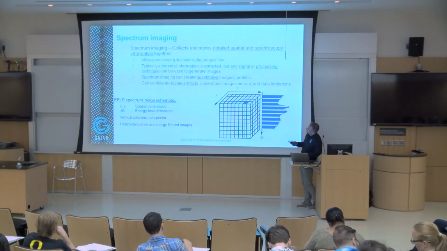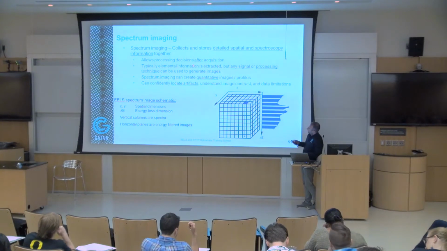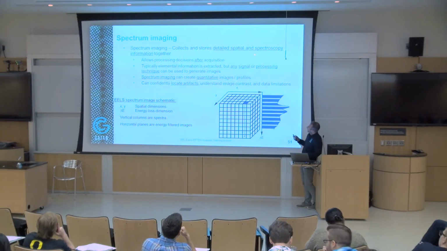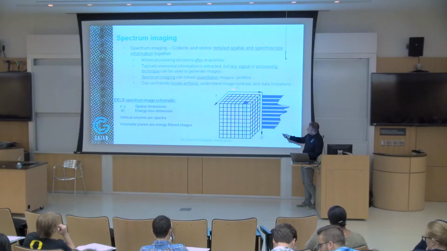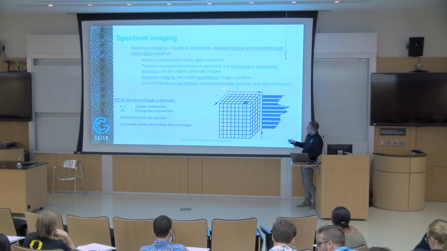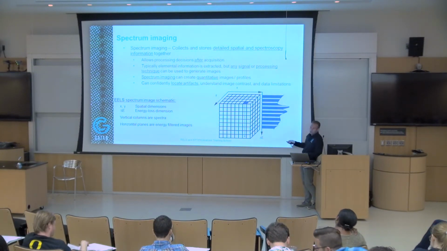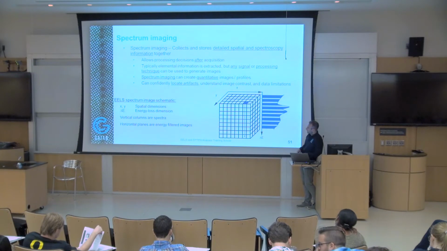So what is spectrum imaging? Spectrum imaging is actually a little bit advanced, but this is what is used to collect and store detailed information in addition to spectroscopy information. So look at this example here. This is a data cube, and what we do is you basically have spatial information, X and Y, and you also have energy information, okay? So this is what spectrum imaging is about.